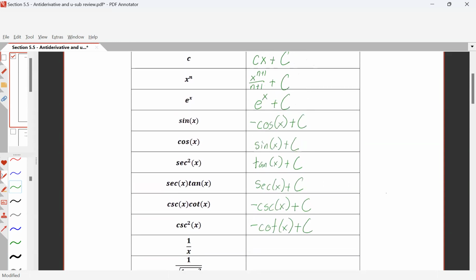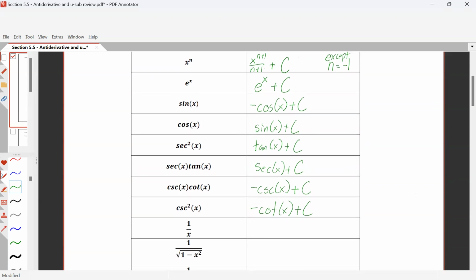When it comes to the power rule, there is one case that the power rule can't take care of, and that is when n is equal to -1. Because if I took n equals -1 and added 1, I'd get n plus 1 equals 0. We'd be dividing by 0. We can't do that with the power rule.